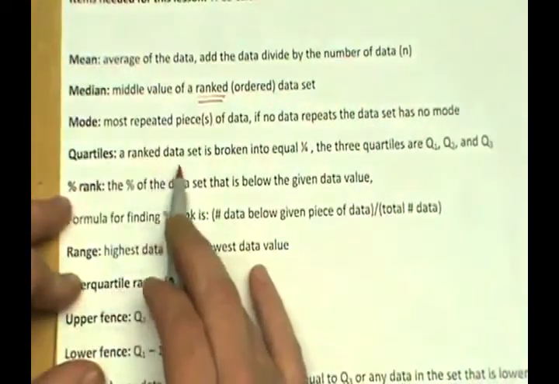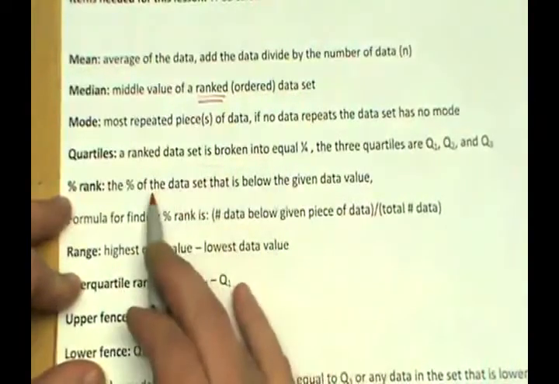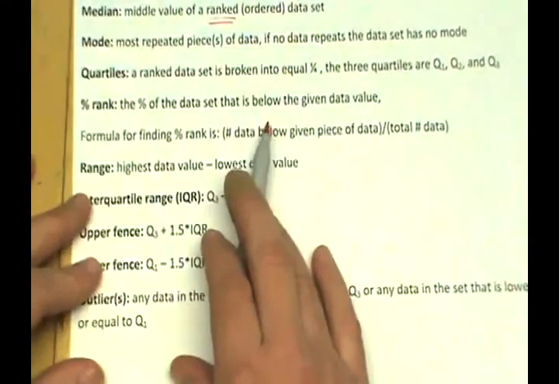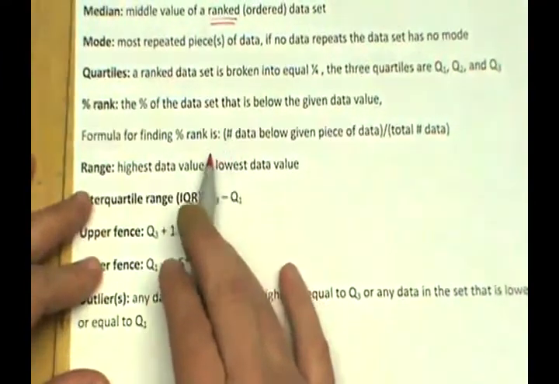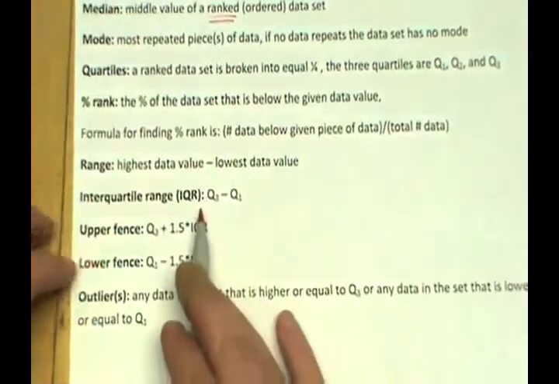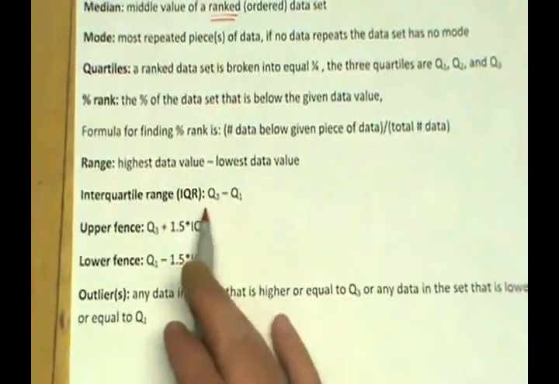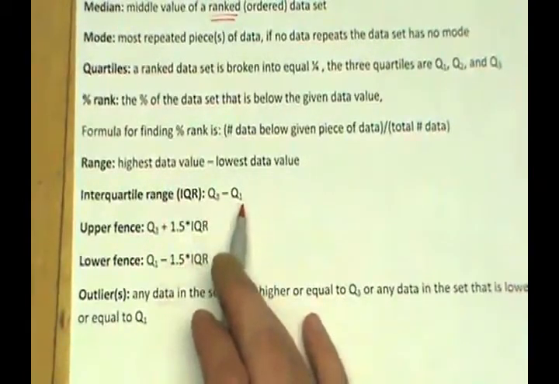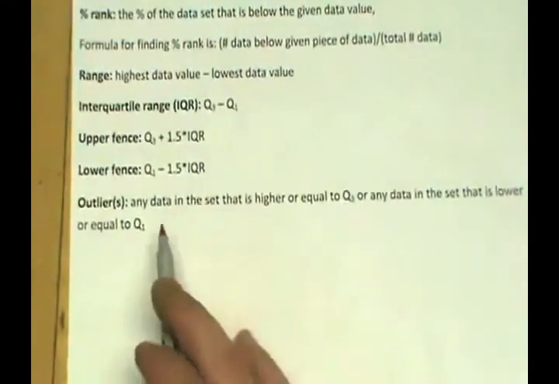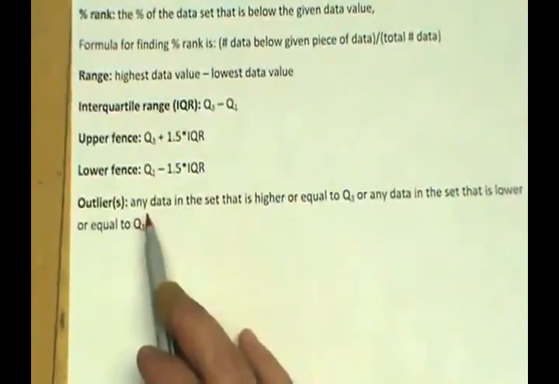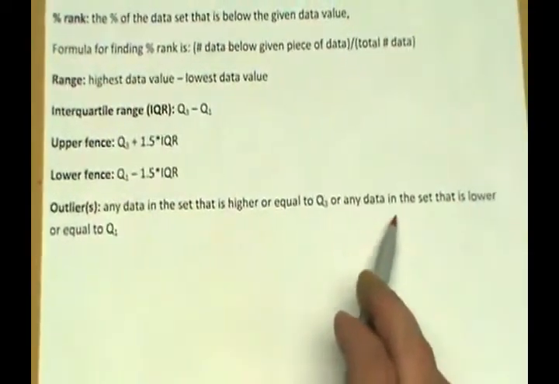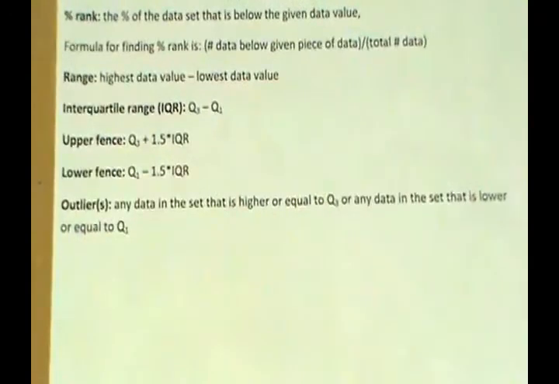Quartiles. A ranked data set is broken into equal quarters. Percentile rank, that's the percentage of data that is below the given data value. And the formula for finding percentile rank is there. Range is highest minus lowest. Interquartile range, that's with the quartiles, highest quartile minus lowest quartile. And then the upper fence, the lower fence. And finally, outliers in general. The outlier definition is any data in the data set that is higher or equal to Q3, or any data in the data set that is lower or equal to Q1.